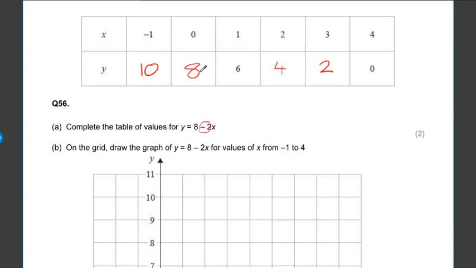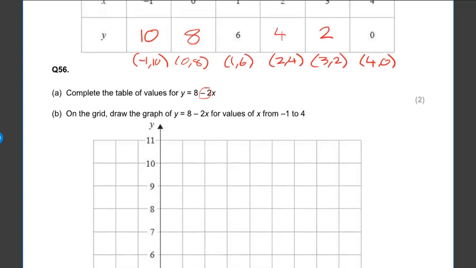So then you plot this. Okay, 0, 8. That's the point 0, 8. That's the point minus 1, 10. This is the point 1, 6, 2, 4, 3, 2, 4, 0. Alright, so it was 1, 6, I think it was 0, 8.